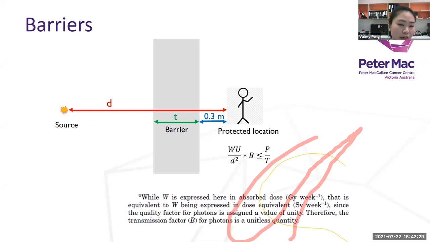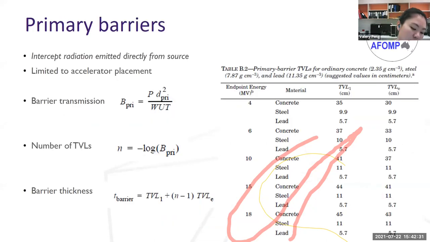So for barriers, we have primary barriers and secondary barriers. Primary barriers are mainly the walls, ceilings, floor, or any structure that intercepts the direct beam. So then, with the general form of the barrier transmission from before, we can calculate the number of TVLs needed and then the barrier thickness.